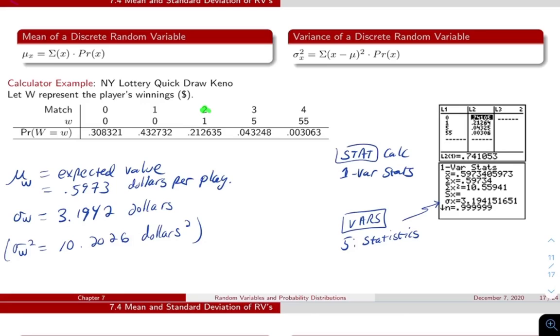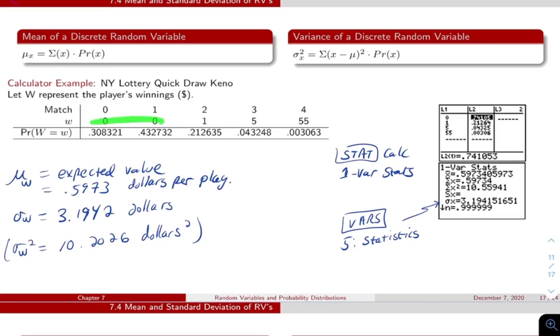If you match 2 numbers, you win $1. If you match 3 numbers, you win $5. And if you match 4 numbers, you win $55. So it's not anything like Lotto that generates a ton of money, but you'll see in a few minutes that some people did win a lot of money. So on average, how much do I win?